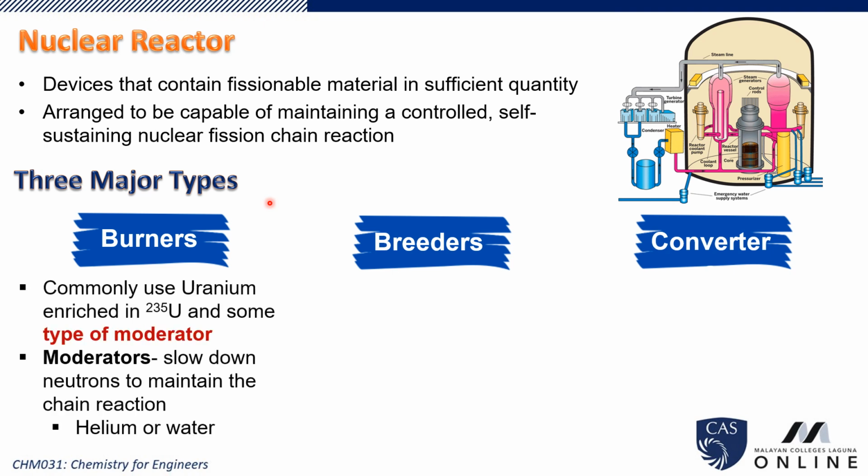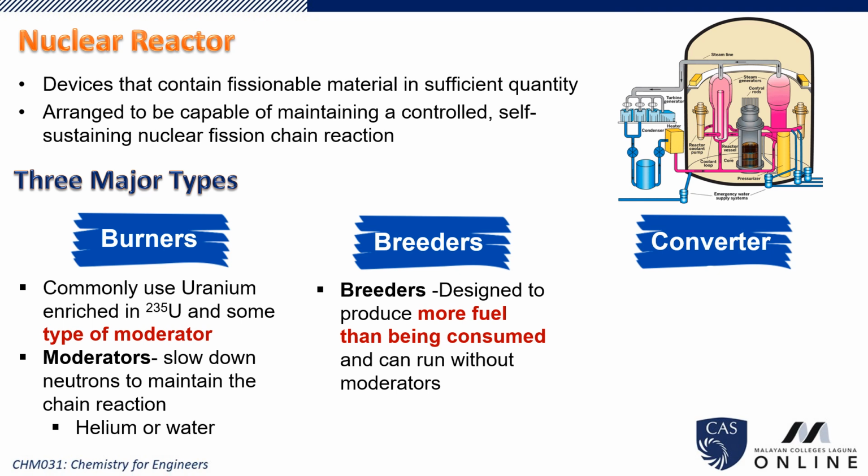Burners commonly use uranium enriched in uranium-235 and some type of moderator. When I say moderator, that is a specific part that slows down the neutron to maintain the chain reaction. This moderator usually is helium or heavy water. We also have the breeders. Breeders are designed to produce more fuel than is consumed and can run even without the moderators. And last, we have the converter.